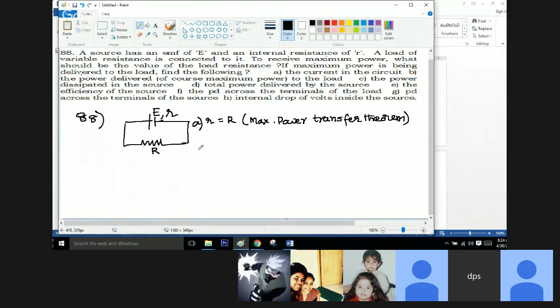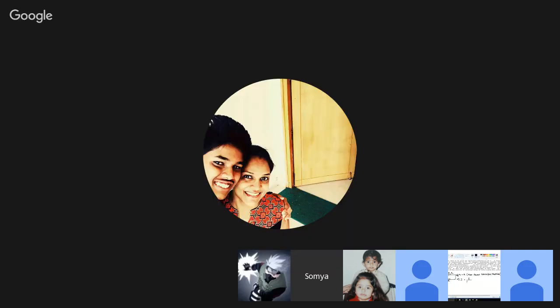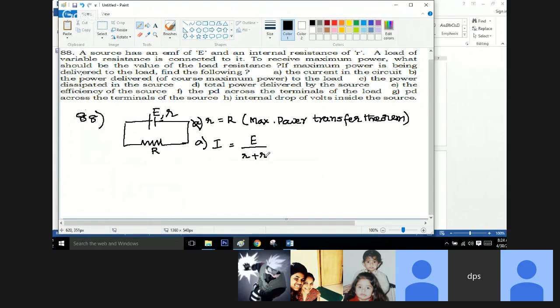Current in the circuit they are asking. Tell me, what is the formula for current in the circuit? Current is total EMF by total resistance. Now total resistance is small r plus small r, because capital R is also becoming equal to small r, na? That is the only given value in our data. So it is E by 2r, the answer for A bit.